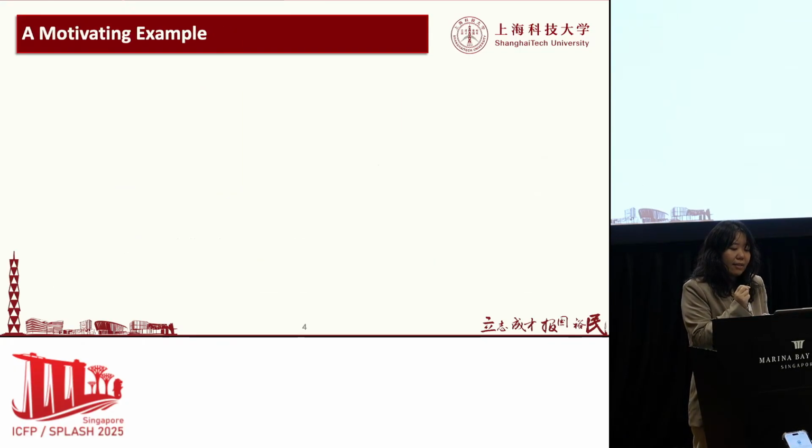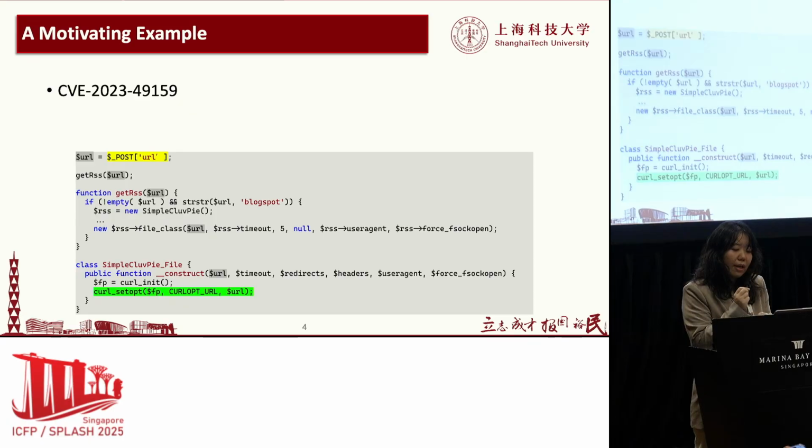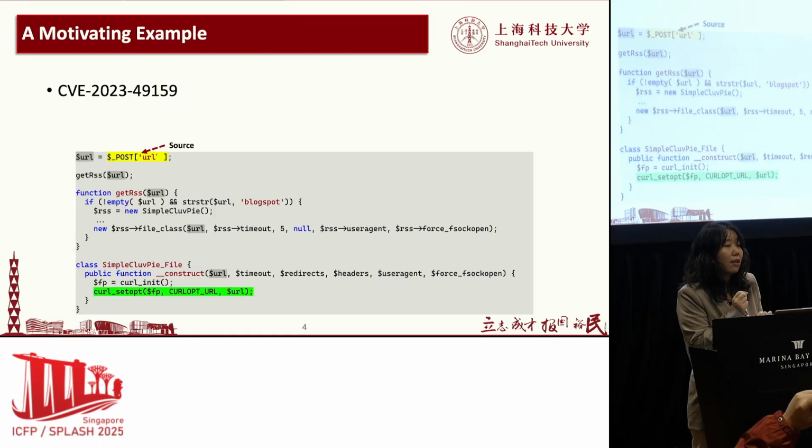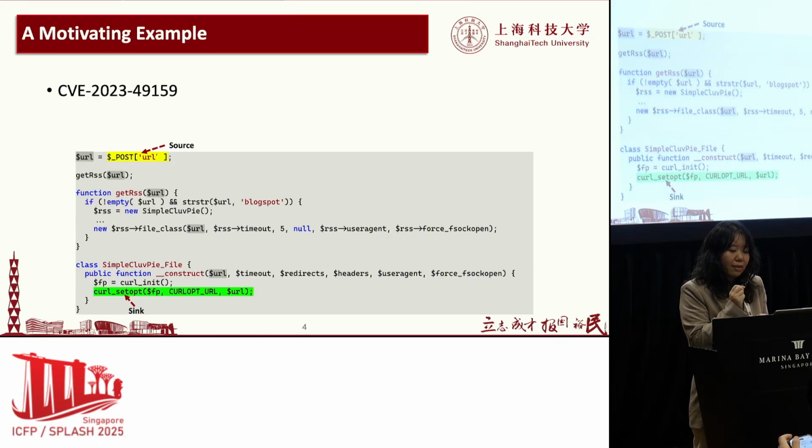Static taint analysis is commonly used to detect vulnerabilities in PHP web applications. To illustrate the idea, let's look at a new SSRF vulnerability. The application takes the user input from the post function, and we mark it as a source. This input eventually reaches the request sending function curl_setopt, which we treat as a sink. Our goal is to determine whether there's a feasible path from the tainted source to the sink.